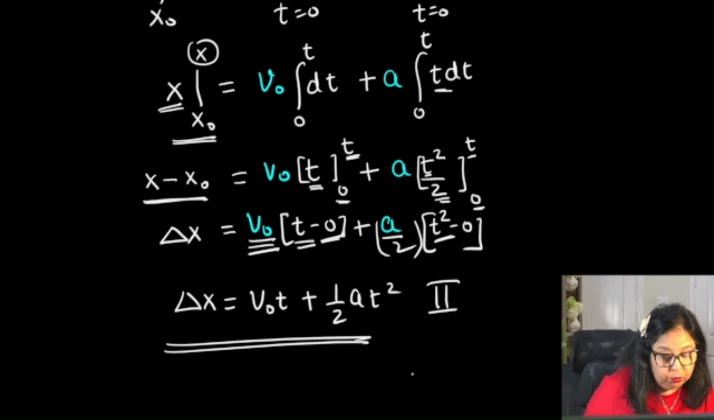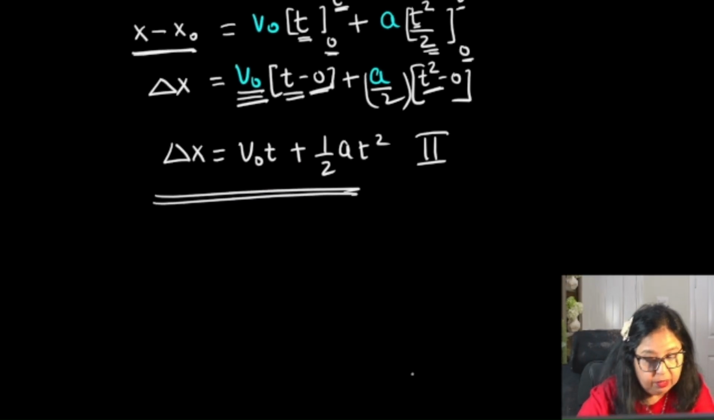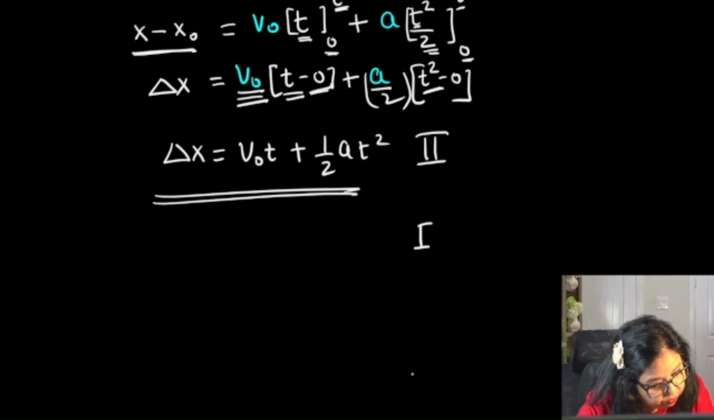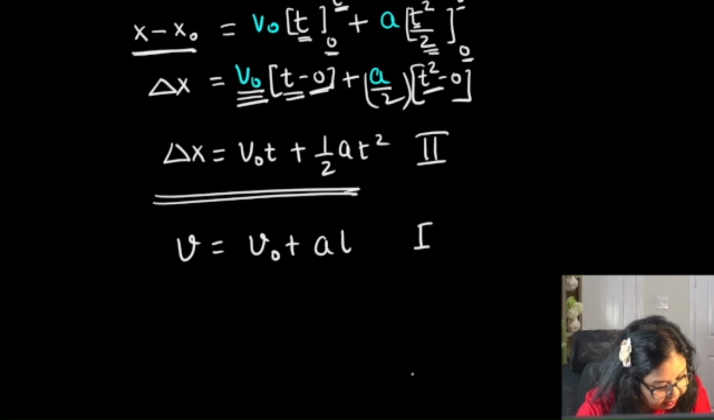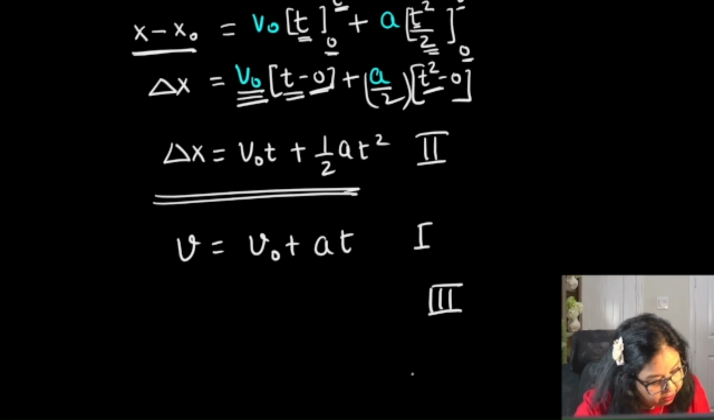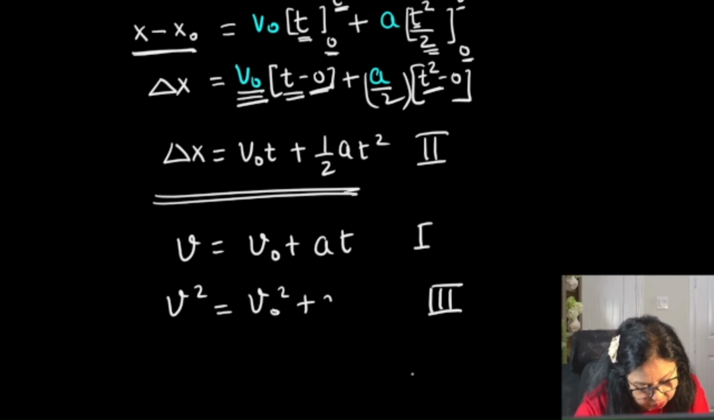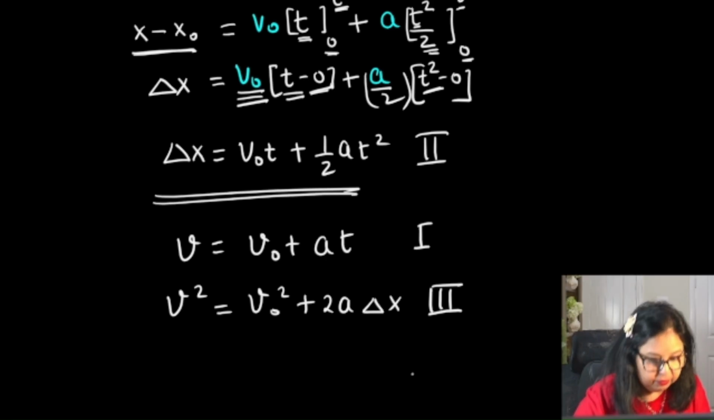So now we have two equations of motion. The second equation, and what was the first equation? v equals v naught plus at. Third equation, what does the third equation say? Third equation says v squared equals v naught squared plus 2a delta x.